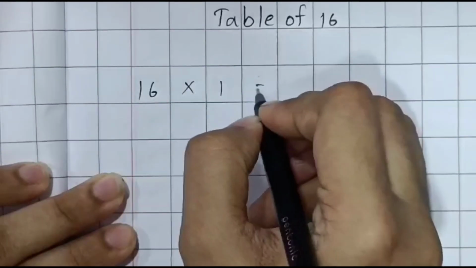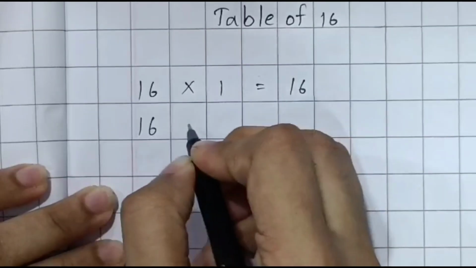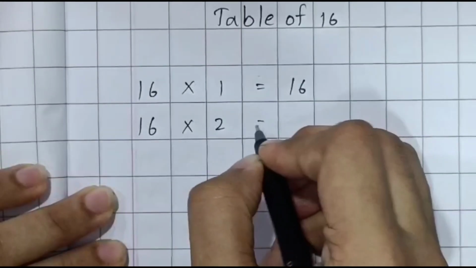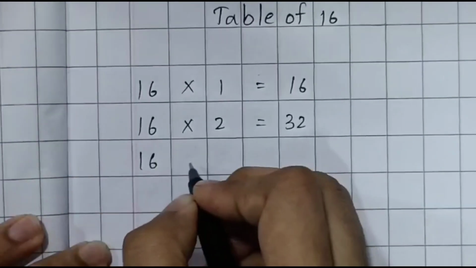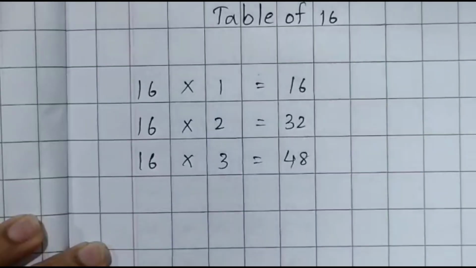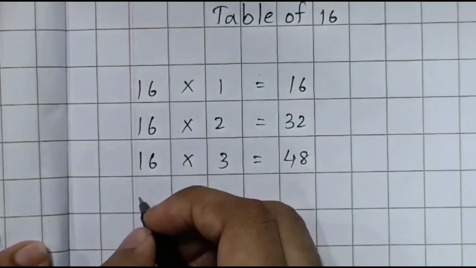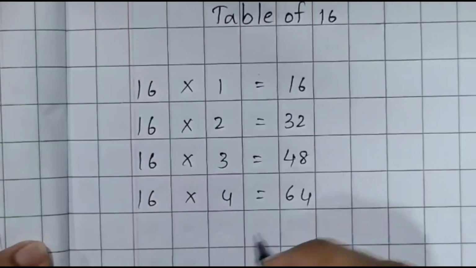16 ones are 16. 16 twos are 32. 16 threes are 48. 16 fours are 64.